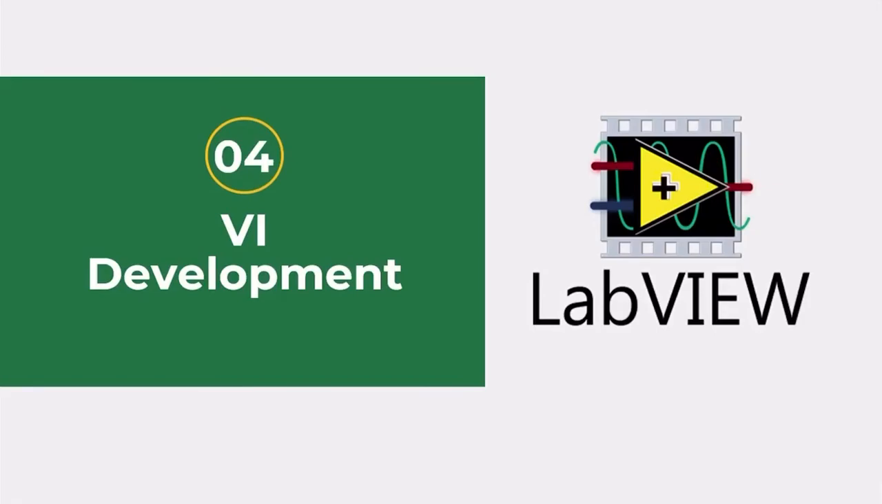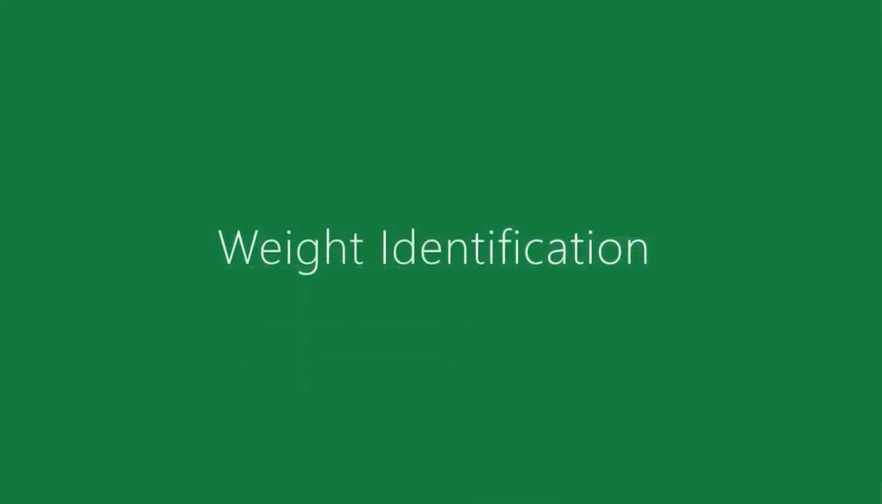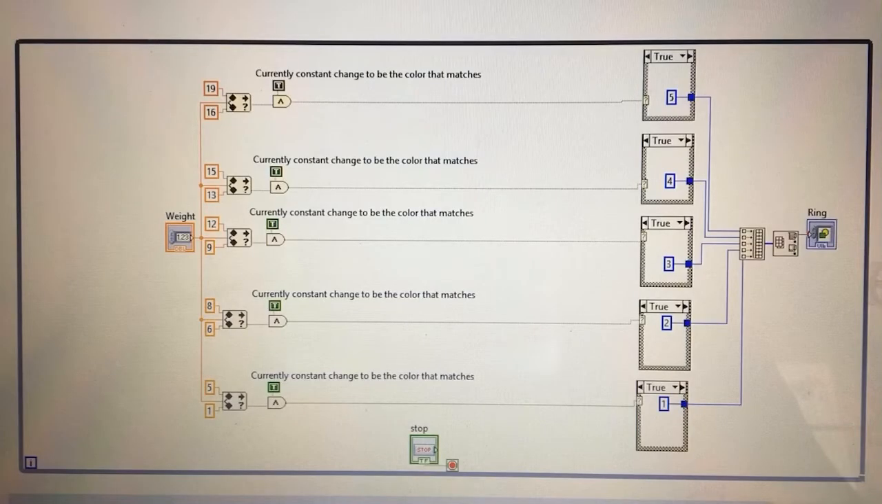Now, moving on to VI development. I started off by developing a program to identify pills by weight. So there's an input for the weight, which in this image is a custom control. If this were a real system, we would use a strain gauge to send weight information, and we would run it through a series of calculations to figure out the weight of the pill. But since we're doing this virtually, it's just easier to use a custom weight or a random number generator.